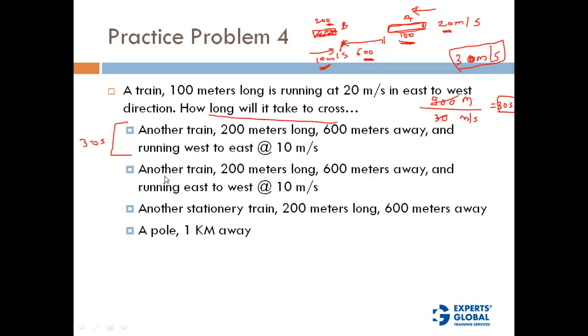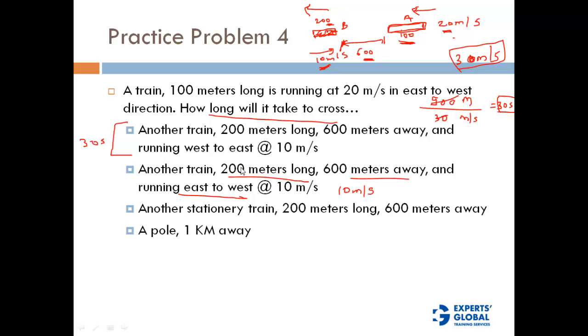Okay, let's look at the next one. Another train 200 meters long, 600 meters away, running east to west at 10 meters per second. Now this train is also going east to west, so that means the speeds will have to be subtracted. So with respect to train A, the effective speed of train B is 20 meters per second minus 10 meters per second. Effective speed is going to be 10 meters per second.